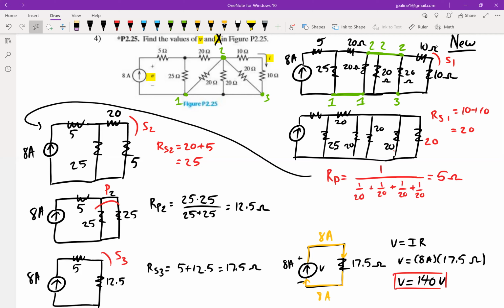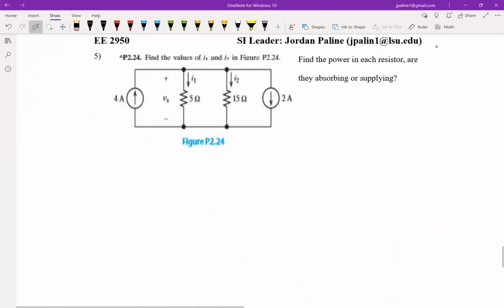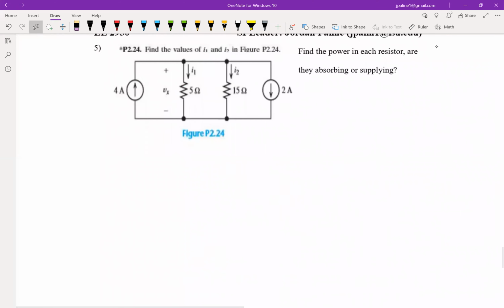All right. Hearing none, so I'll go on to the last problem tonight. Okay.